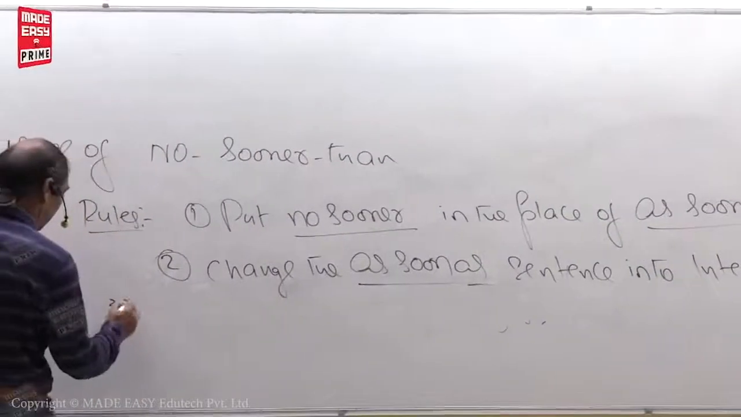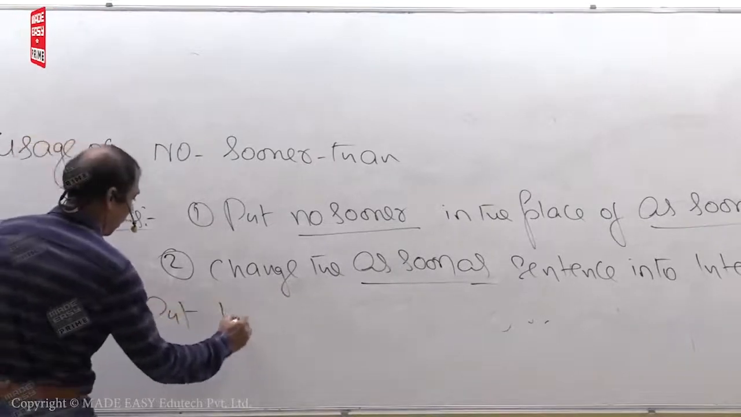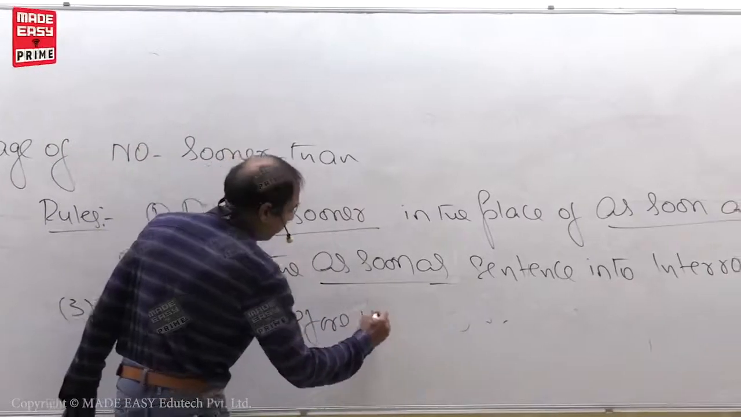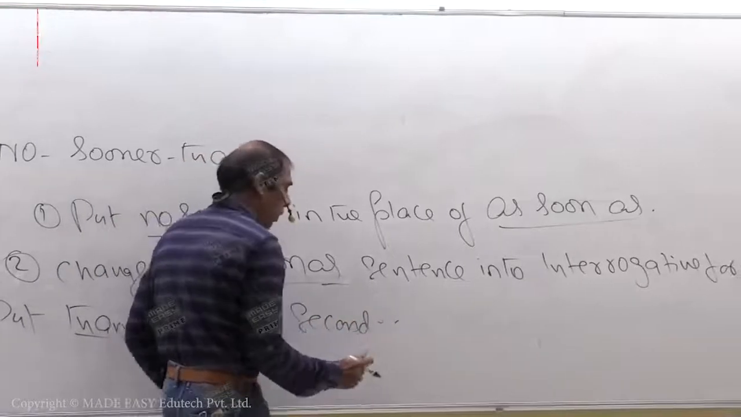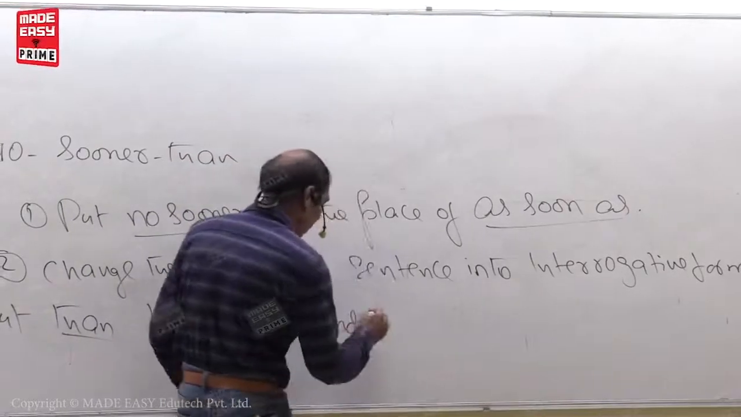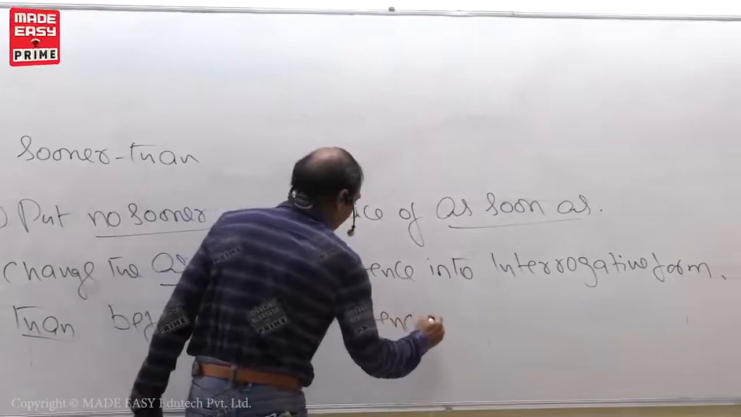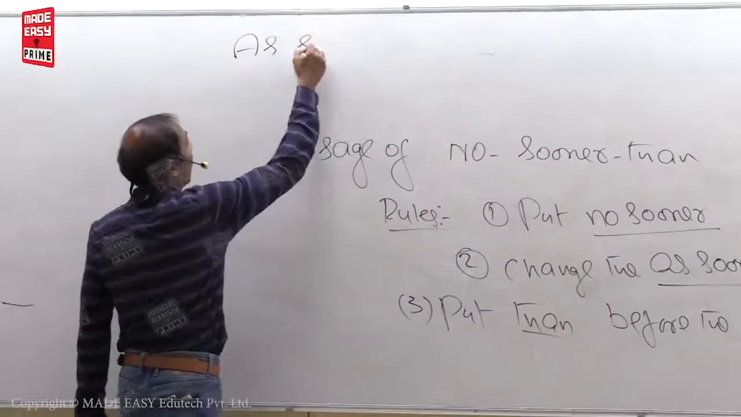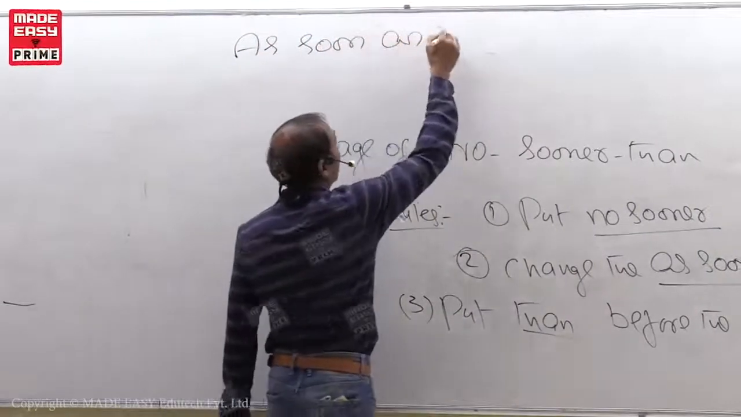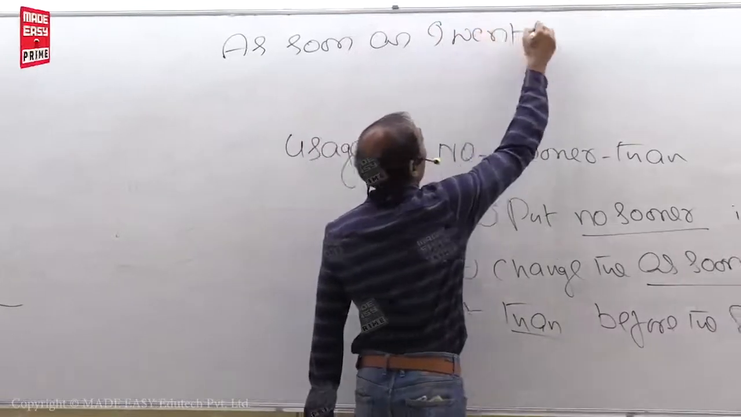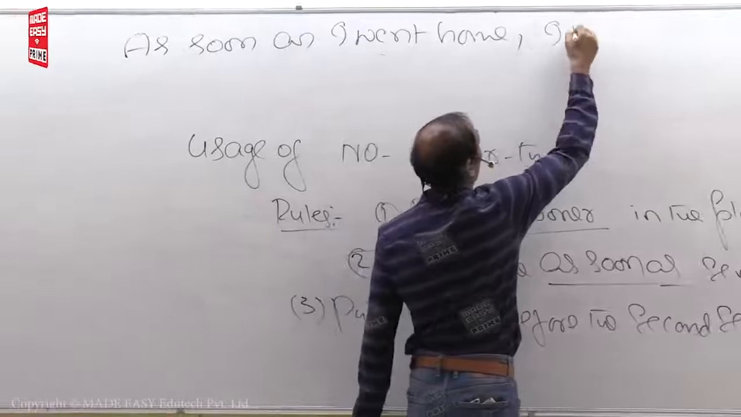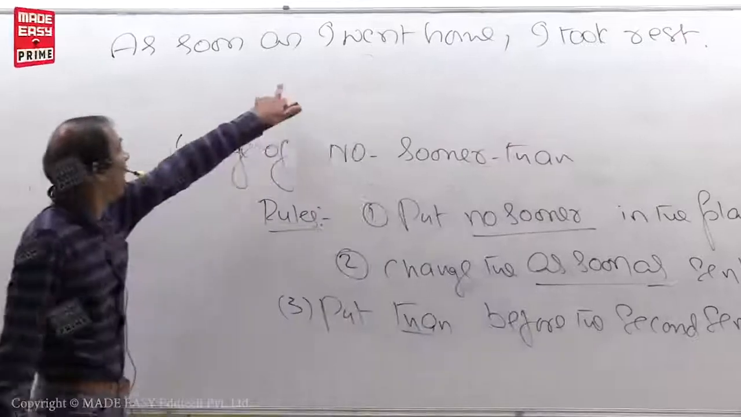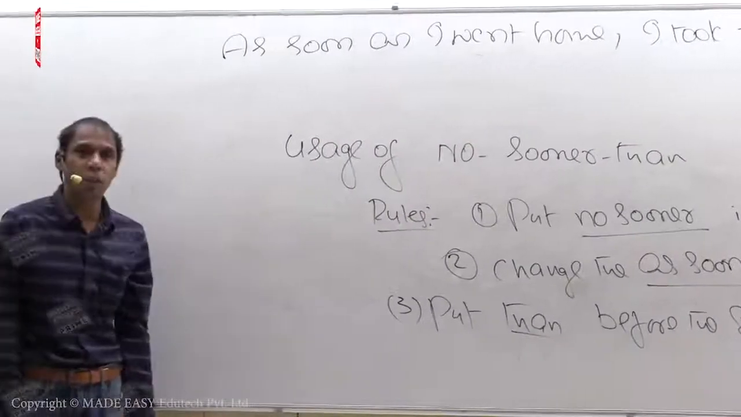Third rule: put than before the second sentence. Right? Now see, very easy. As soon as I went home, I took rest. Right? Two sentences. As soon as I went home, I took rest.